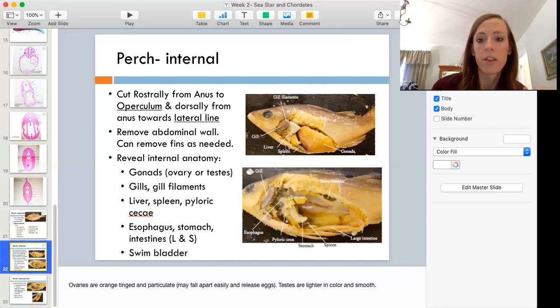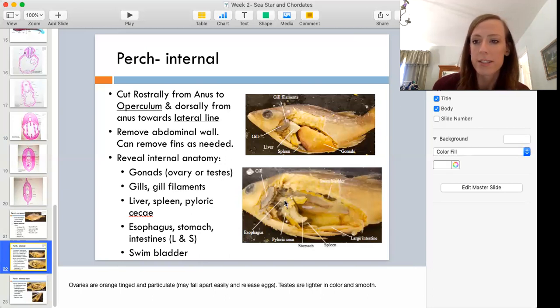If you remove the gill, the liver, the spleen, the gonads, then you'd see something like this picture down below. And what we're looking at now is a lot of the digestive structures for the perch. So the esophagus is here. It's a cream colored tube, which is going to connect the mouth with the stomach. And the stomach is going to be located here. And then there's also usually little tube-like structures coming off of that.